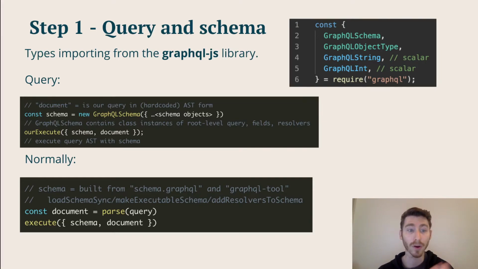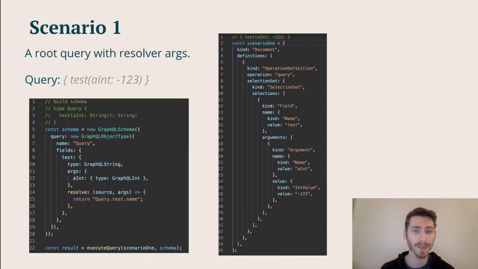And then the query will look like this. You can see the middle image there. It's close to how a normal GraphQL schema would run, except usually there's an extra parse step before execution, and you can see how that would normally look below. So let's move on to our 3 scenarios.